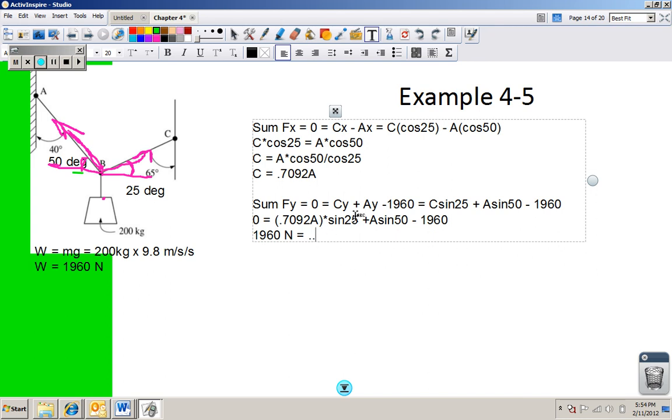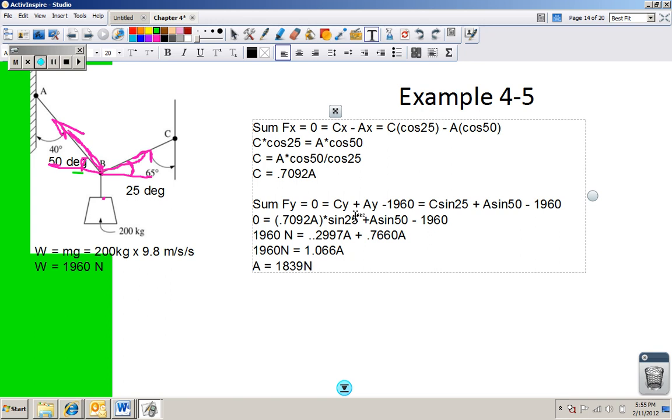All right, so that's 0.2997 A plus 0.7660 A, so this is 1.066 A. So 1960 newtons is equal to 1.066 A. So we get A is equal to 1839 newtons.